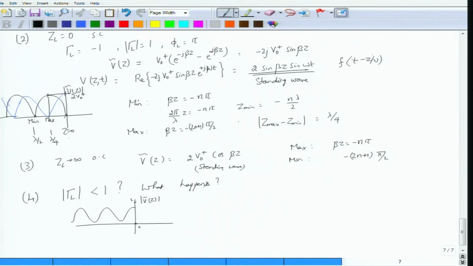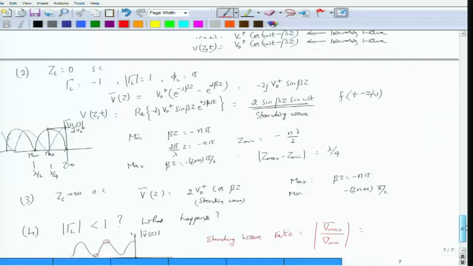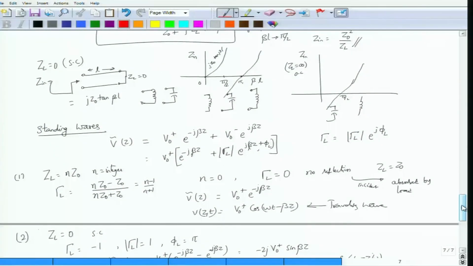And this is what would happen for gamma L less than 1, and sometimes we are interested in finding out what is the ratio of this maximum magnitude to minimum magnitude. This ratio is called the standing wave ratio. Standing wave ratio gives you the ratio of maximum voltage phasor to minimum voltage phasor. When will the voltage phasor be maximum? If you go back to the expression for the line, you can see that this is the expression.